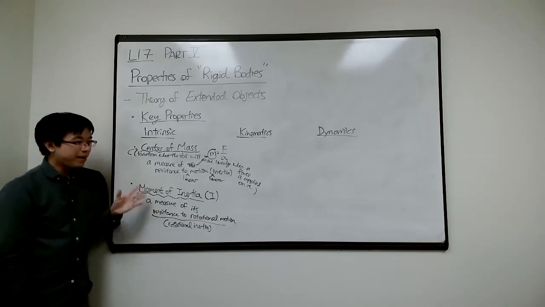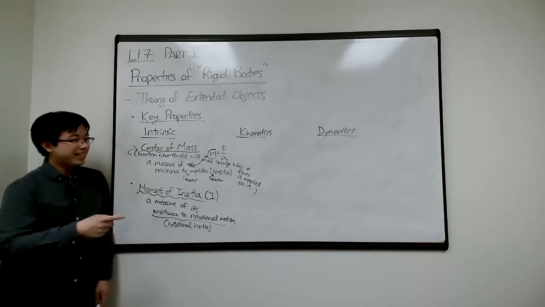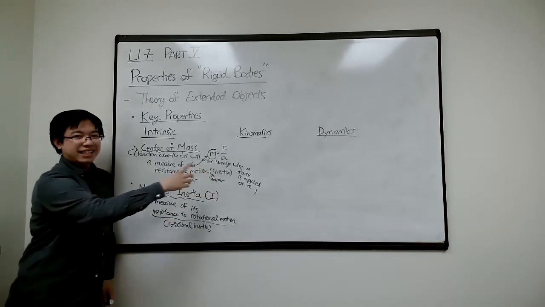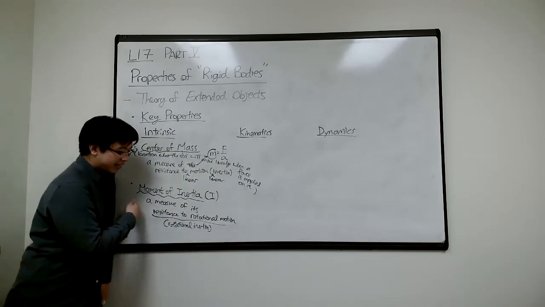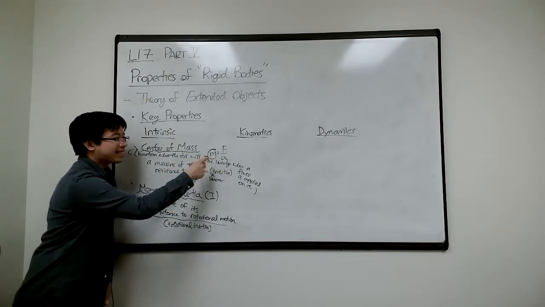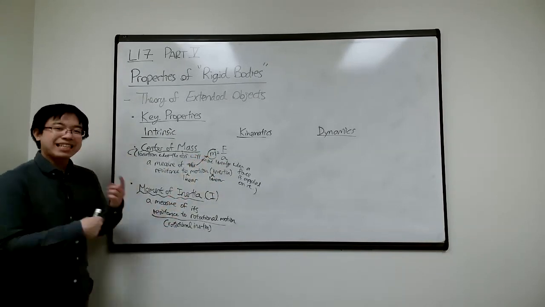Yeah, moment of inertia is not inertia. When you say inertia, the connotation is linear inertia, how much you resist linear motion. Moment of inertia is what mass is for rotations. It's how much it doesn't like to rotate.